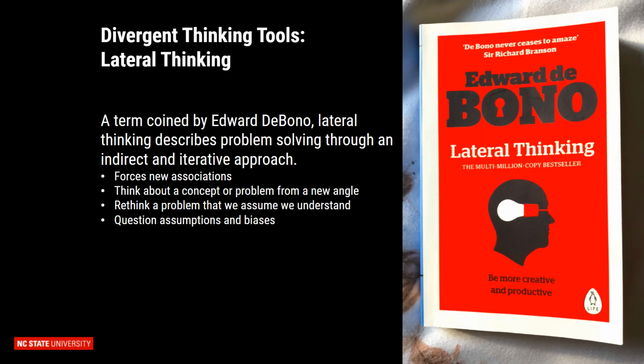A complementary and connected strategy to divergent thinking is called lateral thinking. A term coined by Edward de Bono, lateral thinking describes problem solving through an indirect and iterative approach. The main goals of lateral thinking are to force new associations, to think about a concept or problem from a new angle, to rethink a problem that we assume we understand, and to question assumptions and biases.